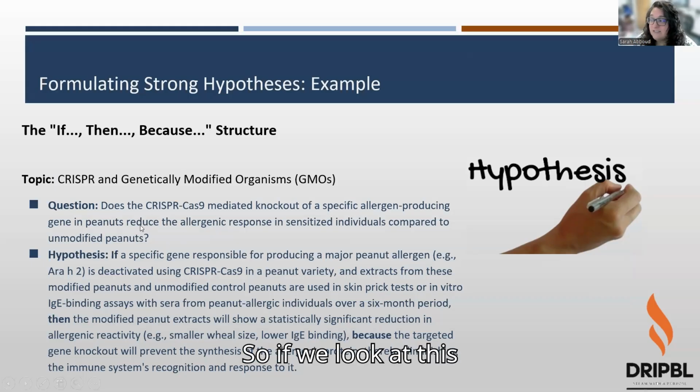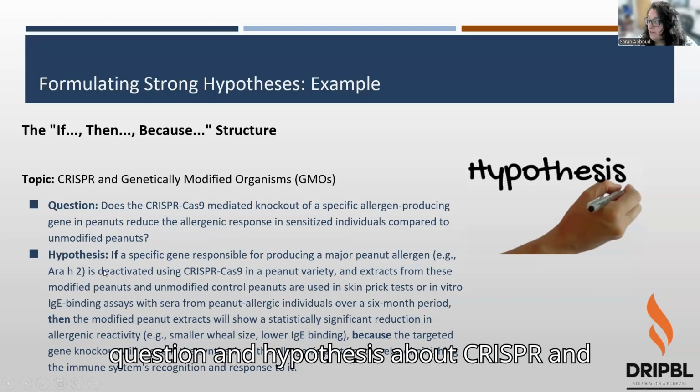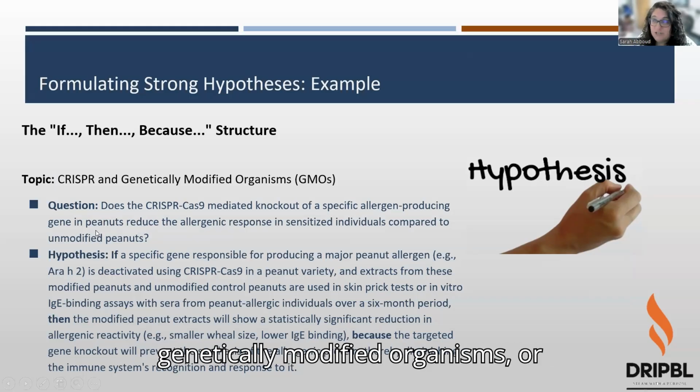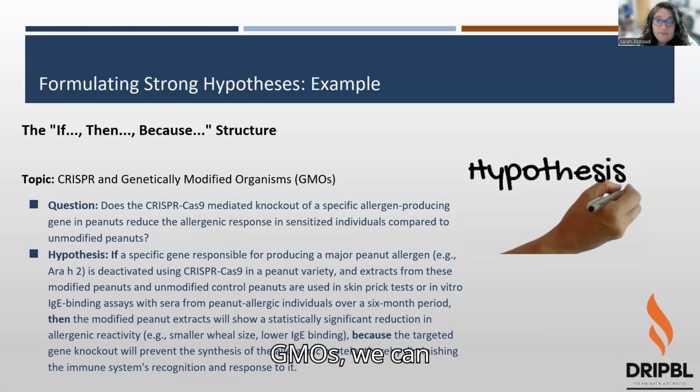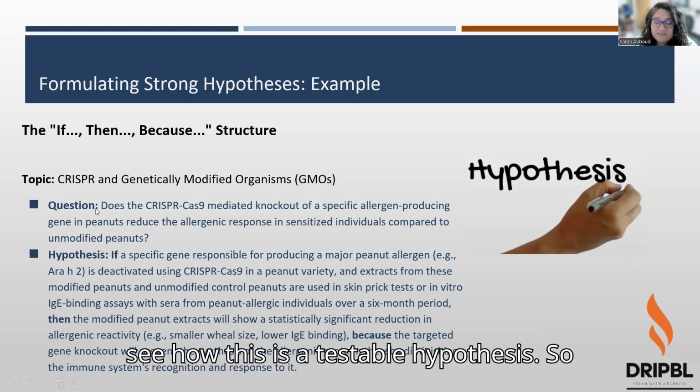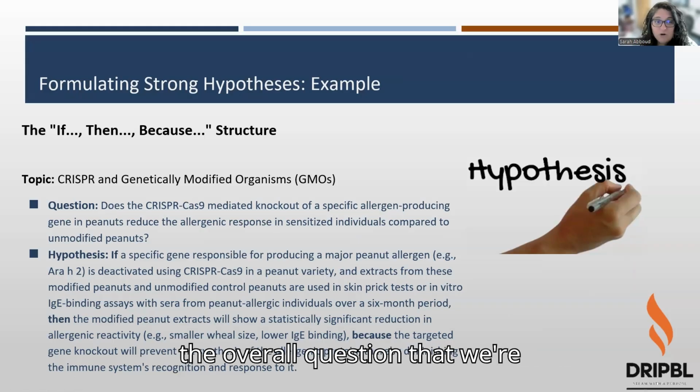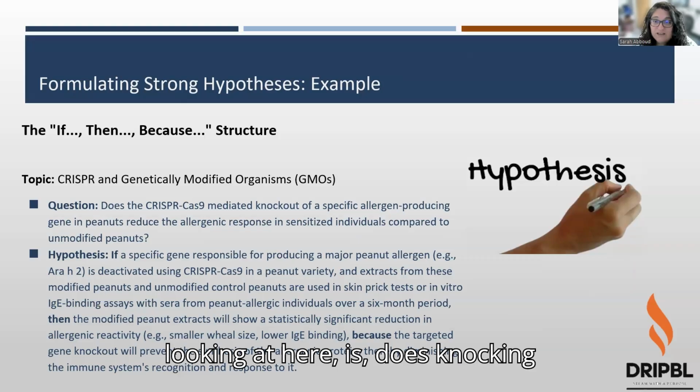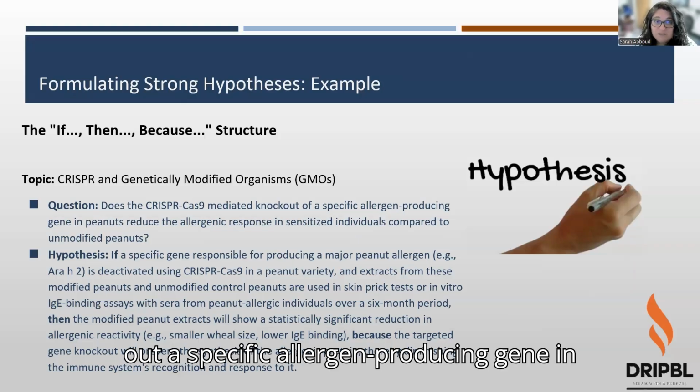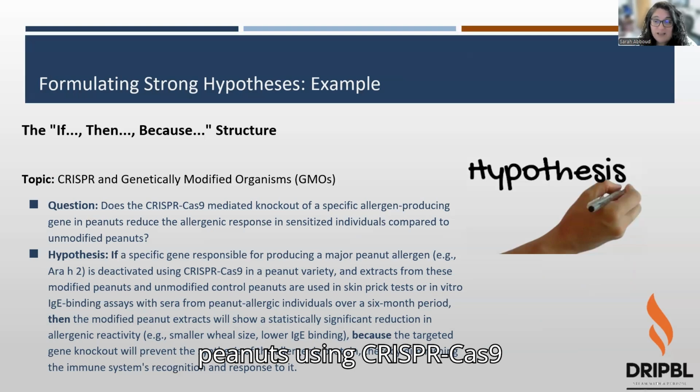So if we look at this question and hypothesis about CRISPR and genetically modified organisms, or GMOs, we can see how this is a testable hypothesis. So the overall question that we're looking at here is, does knocking out a specific allergen-producing gene in peanuts using CRISPR-Cas9 reduce the allergic response in sensitized individuals?